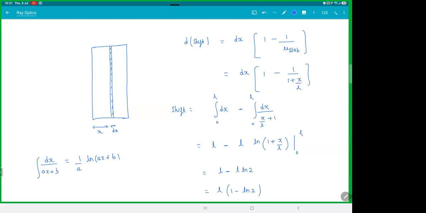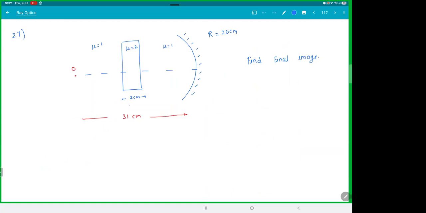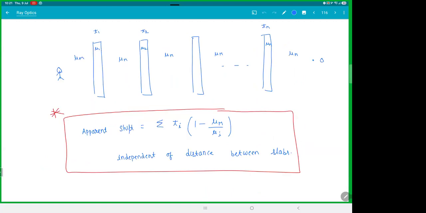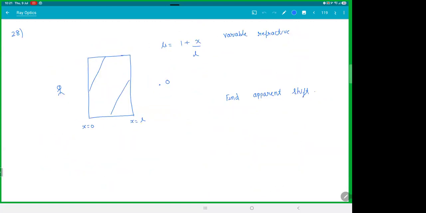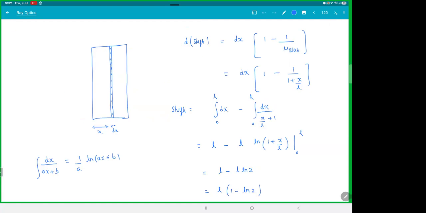Yeah, right, Samya. Right, Arya. So that's what you do. You can treat this as infinite multiple slabs, find the shift due to each one and add it up. You're doing a summation of the shifts of all the slabs. So if you have a variable refractive index, this is how you handle it. All clear with this? Next one.